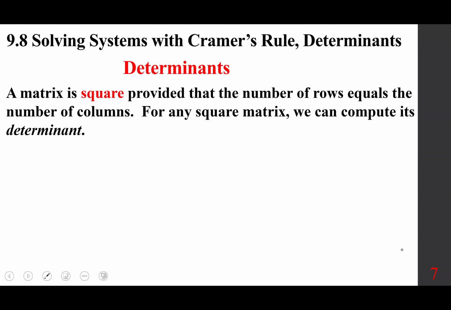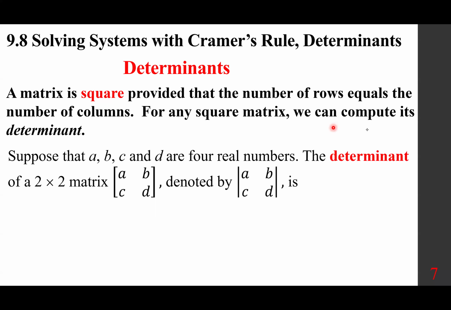And now 9.8, solving systems with Cramer's rule. Determinants. So the very first thing is, what about determinants? A matrix is square provided that the number of rows equals the number of columns. For any square matrix, we can compute its determinant as follows. Suppose that a, b, c, d are four real numbers, the determinant of a 2 by 2 matrix [a, b; c, d], denoted by, it looks like an absolute value. This is the determinant sign for a matrix.